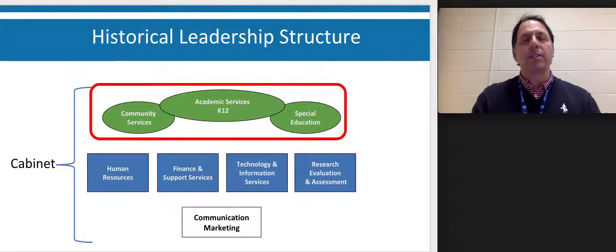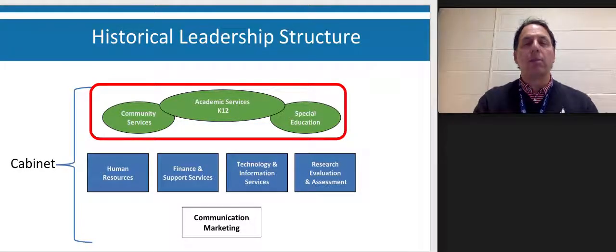In a traditional sense, the historical leadership structure looked like this. We had community services, academic services, and special education. And then we had human resources, finances, technology, and research and evaluation as support. The seven of those areas made up our cabinet.